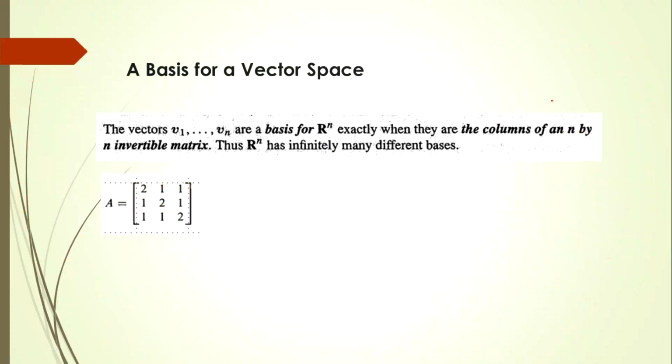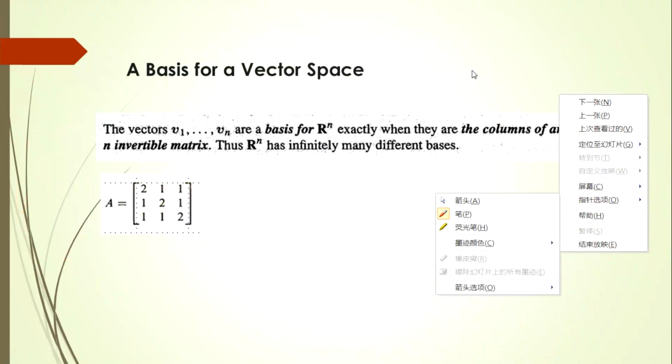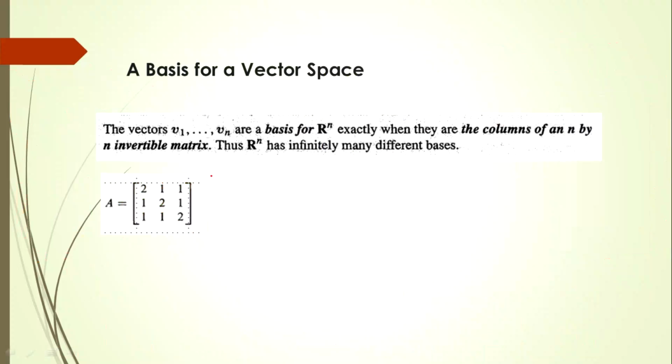Now let's check the infinitely many different bases. The vectors v1, v2, up to vn are bases for Rn exactly when they are the columns of an n by n invertible matrix, which means for an n by n invertible matrix, all the n columns give a basis for Rn. So in that way, there are infinitely many different bases.